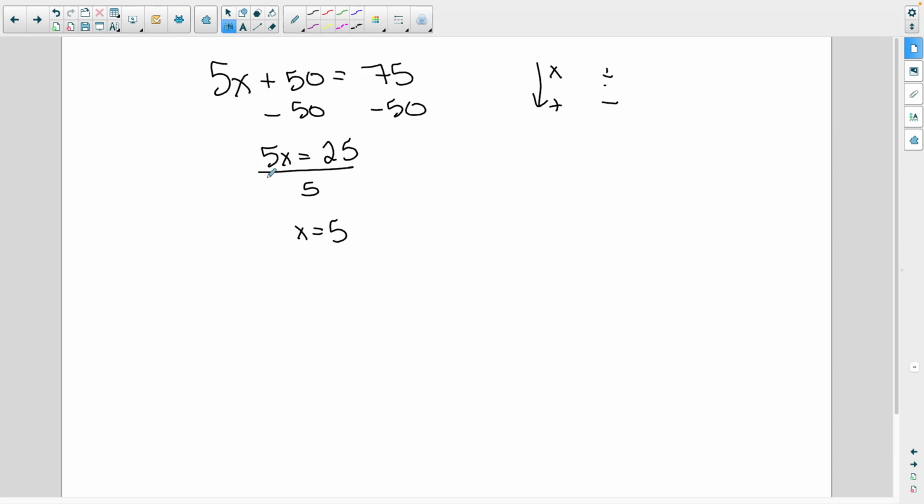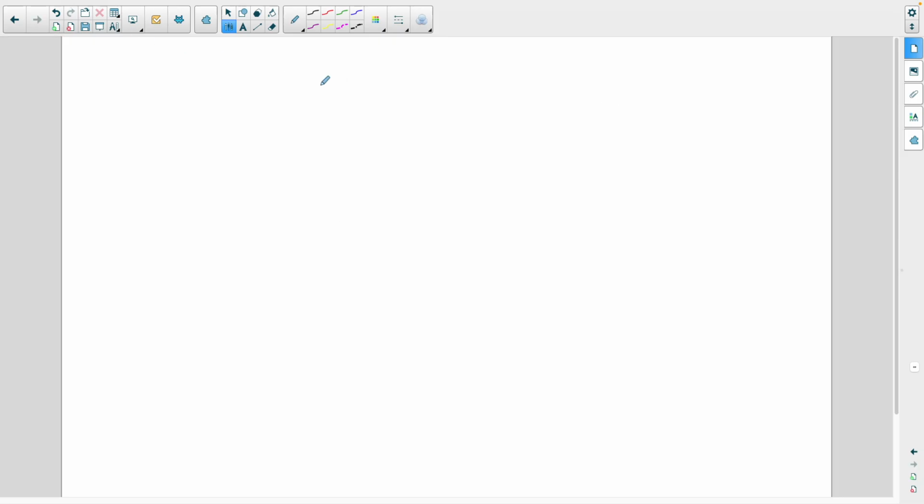All right, so let's do a couple more problems. A little more difficult one. Let's say x over 7 minus 4 is equal to 10. Right, so what is happening? X is being divided first and then subtracted. So we'll go the opposite direction. We're going to add and then multiply.